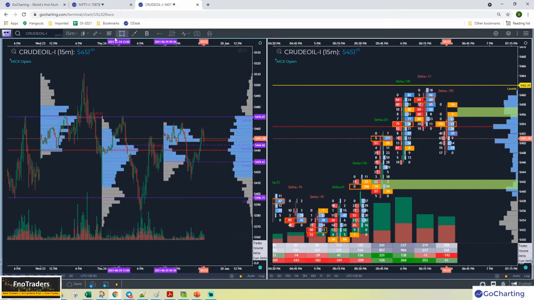Today, for example, this was the entire day yesterday. It was a profile like this. Today we are bracketing on the upside. We also have a very nice zone here and there. So this becomes a good reference of failure: if it goes below, we are looking for a short. If it holds, I'm looking for a long.